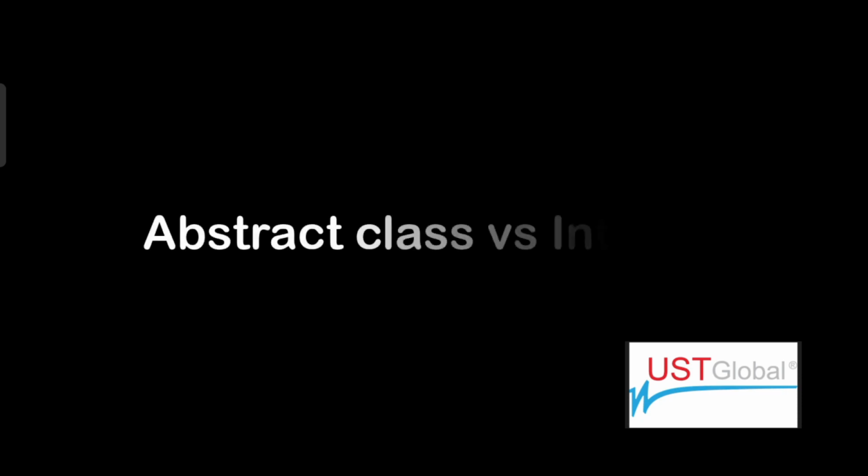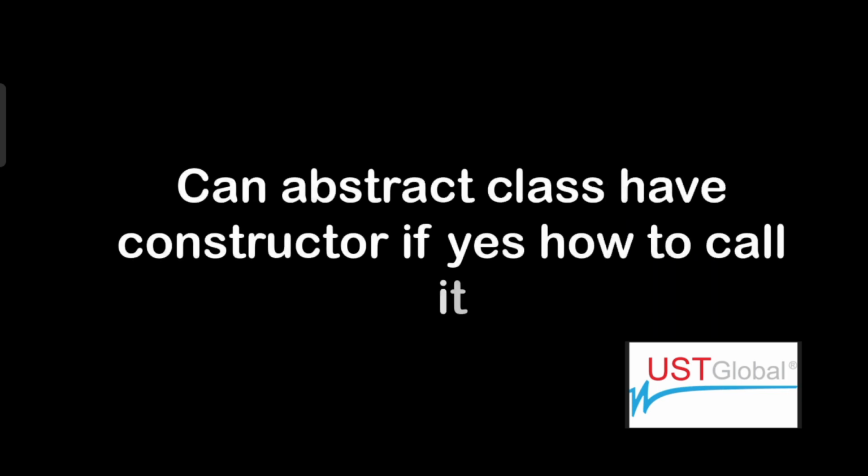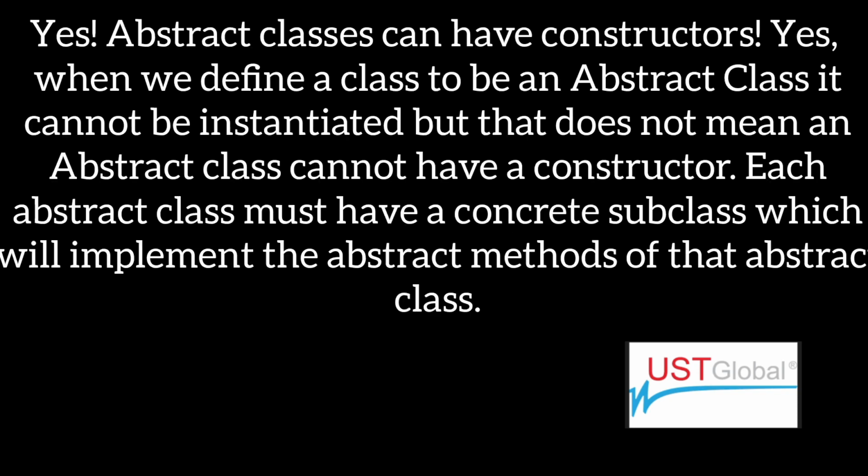The next question, abstract class versus interface. Now with Java 8, there are hardly any differences left between these two, but still, I believe an abstract class can have a constructor while an interface cannot. Can an abstract class have a constructor? If yes, how? Yes, we can have a constructor inside an abstract class.